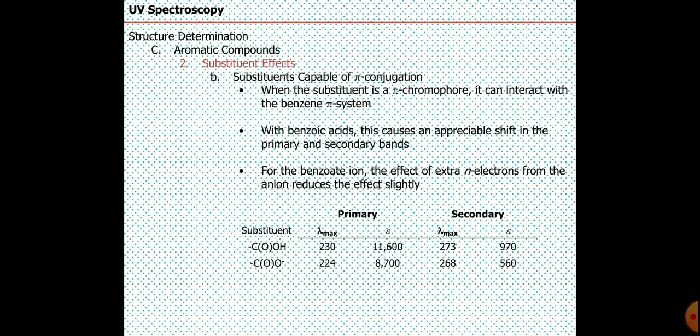again the substituent with conjugation. If the substituent is acidic, then the lambda max value for the primary band is 230 nanometer and for the secondary 273 nanometer. And if the carbonate group is present, then the lambda max for primary is 224 nanometer, while for secondary it is 268 nanometer. It means that as the conjugation increases, the lambda max value increases.